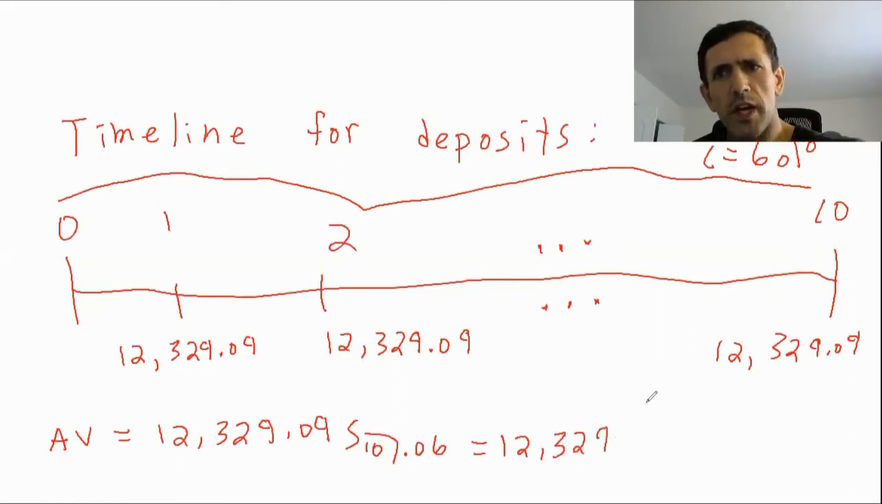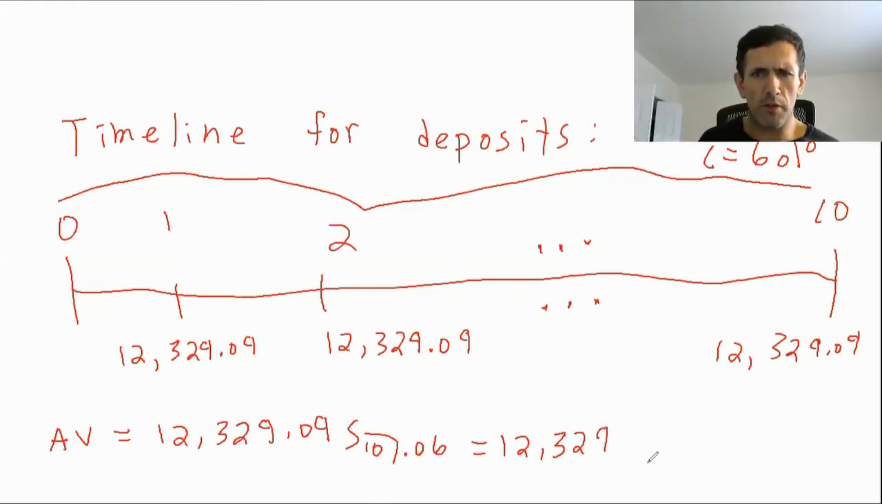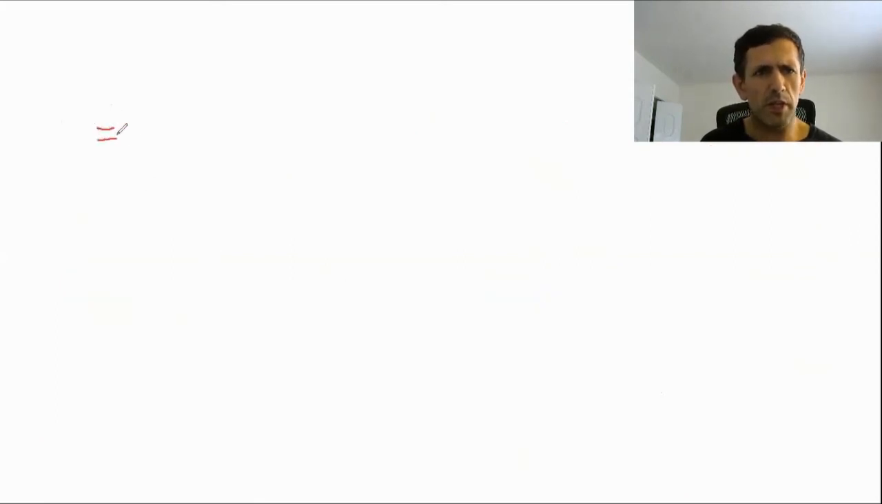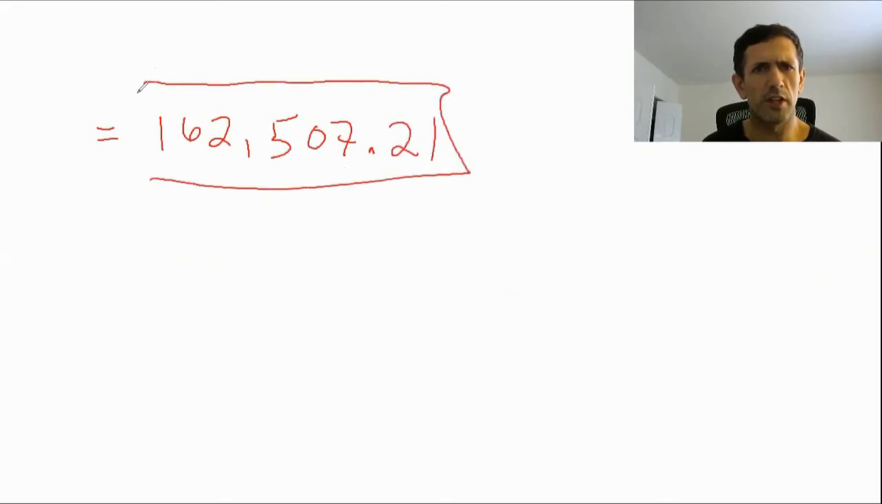Let me move the camera down a bit. Sorry about that. 12,329.09 times 1.06 to the 10 minus 1 over 0.06. And this is going to be equal to, just plug and chug into your calculator, $162,507.21. So that's the accumulated value.